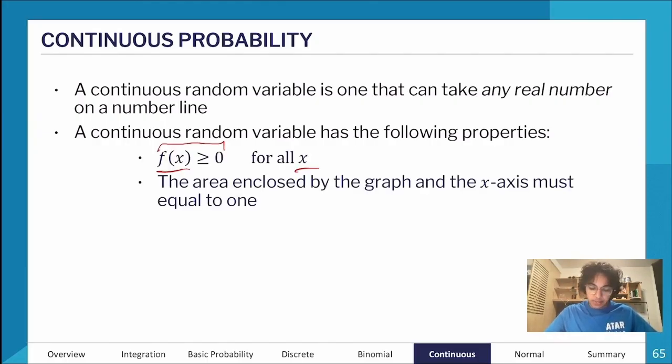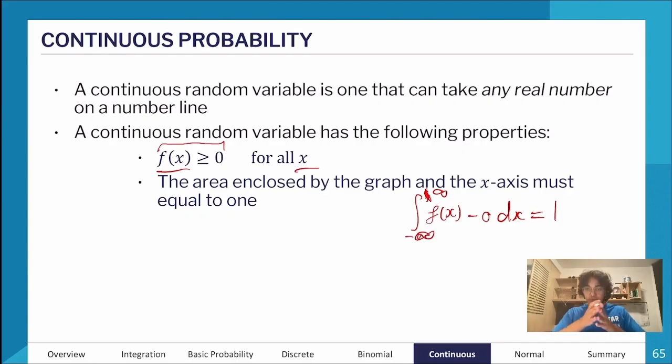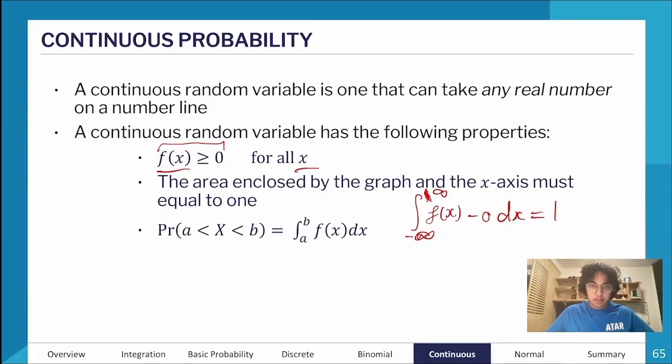The area enclosed by the graph and the x-axis must be equal to 1, right? So that's taking an integral from a to b of f(x) minus 0 dx, which must be equal to 1. It's more accurate actually to write infinity in both of these, so negative infinity to infinity. For the full length of that function, the area enclosed must be equal to 1. Okay? And that's represented here.